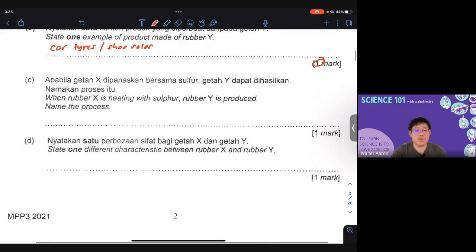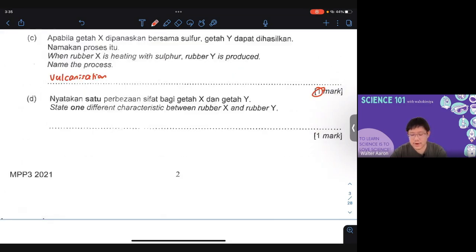And then for C, when rubber X is heated with sulfur, rubber Y is produced, name the process. So of course, you got vulcanized rubber means it must be vulcanization. So the process of creating vulcanized rubber is vulcanization. There you get 1 mark over here. All right. And then let's go to the next one.